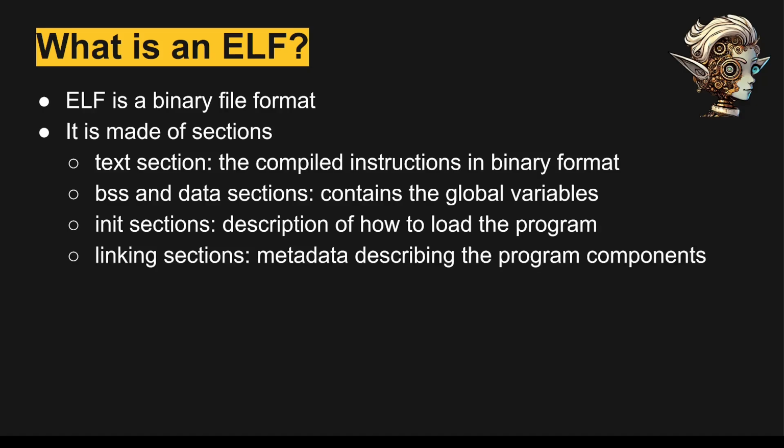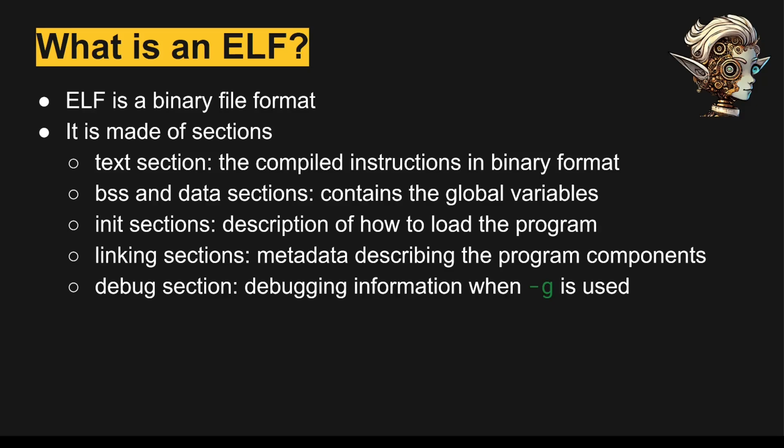The linking sections, there's several of them, are metadata used to describe the components of the program that are going to be used. For example, if you included stdio.h, then that would be in the linking section for whatever functions that you used would be linked out to where that exists in the library out in the operating system. And then last, we have the debug section. So when the -g option is used with GCC, a bunch of additional information is included in the debugging section.